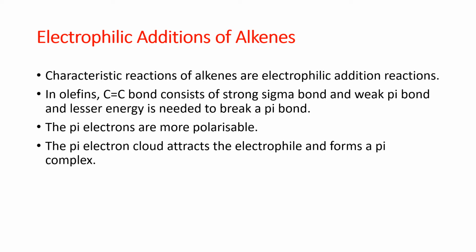In olefins, the carbon-carbon double bond consists of a strong sigma bond and a weak pi bond. As the pi bond is weak, lesser energy is needed to break a pi bond, and the pi electrons are more polarizable. When the electrophile approaches the alkene, the pi electron cloud attracts the electrophile, which is electron deficient, and forms a pi complex.